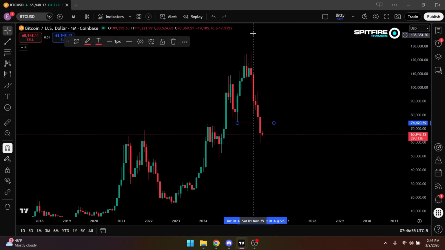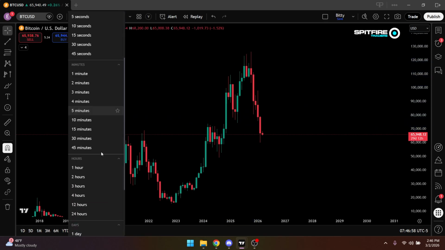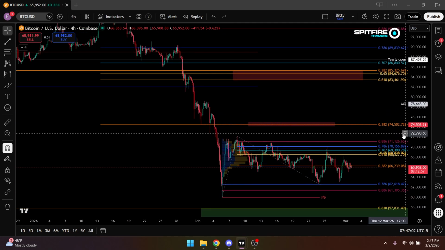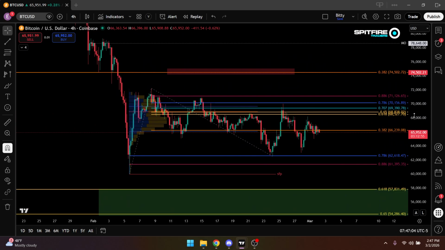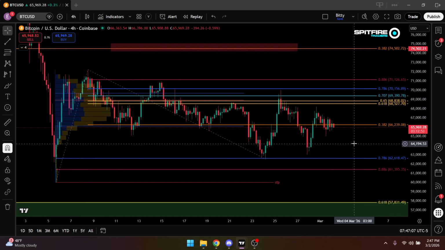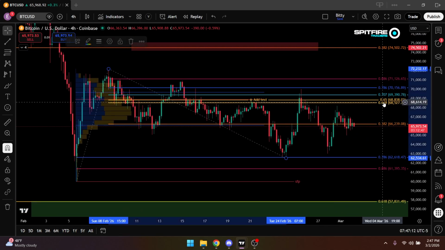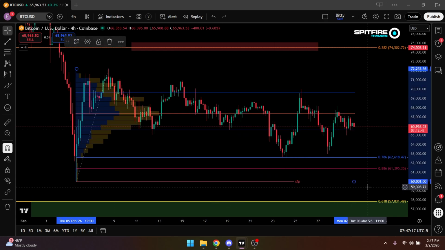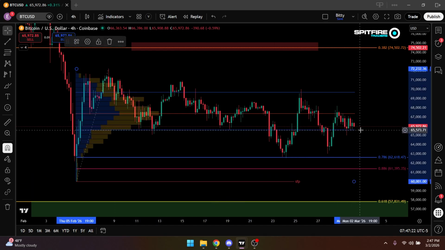So let's move on to the 4-hour chart, zoom in a little and see if we can answer that question. Okay, we are still in this range here. Let's remove this fib here and update the volume profile and see what that gives us. We are currently between value area low and point of control of this range here. To be honest, looking at this chart, we don't have a clear bias for either up or down.